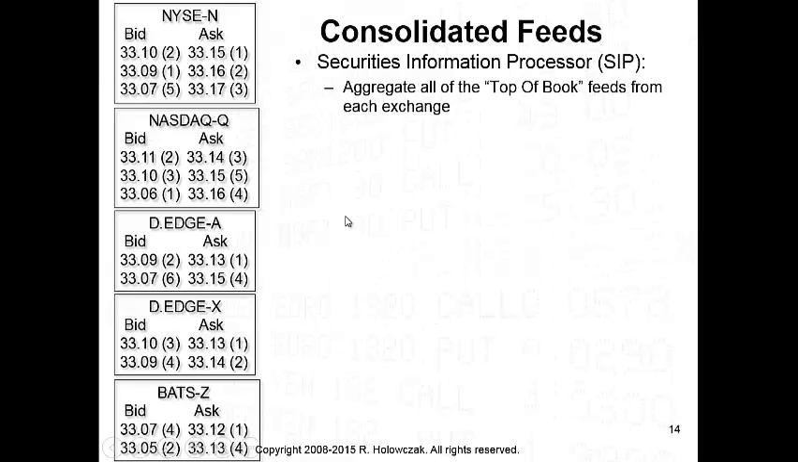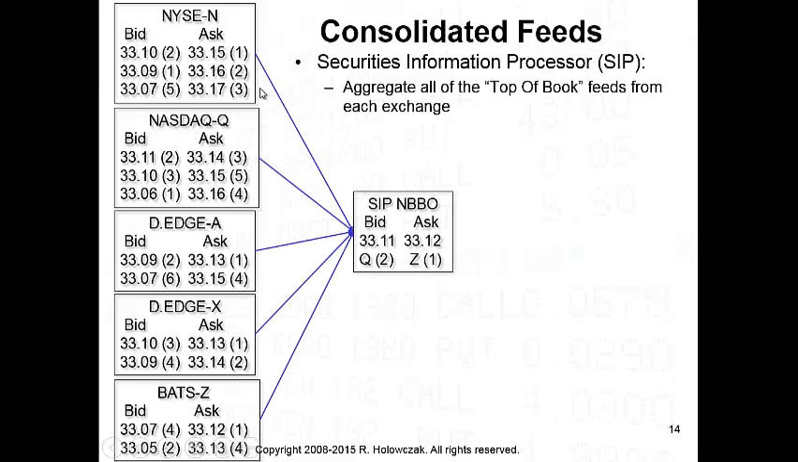What the Securities Information Processor does is aggregate all of the top of book feeds from each exchange, just looking at the best bid and offer, or best bid and ask, from each exchange, and bringing them all together in one place. By bringing all of the quotes together in one place for the top of the book, the securities information processor can identify what we call the national best bid and offer.